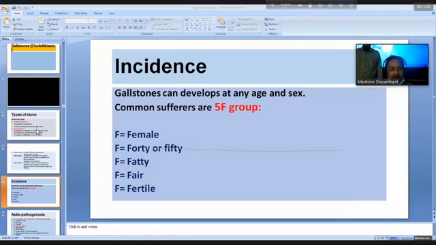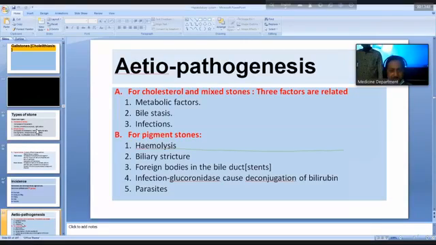So what is the underlying etiopathogenesis? Why is there formation of the stone? In a single word, we can say that we exactly do not know, or there is no single factor that is related to formation of the stone.